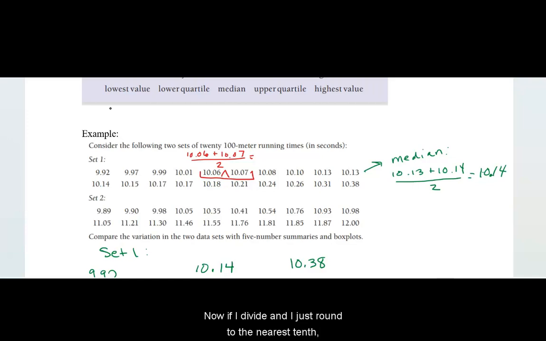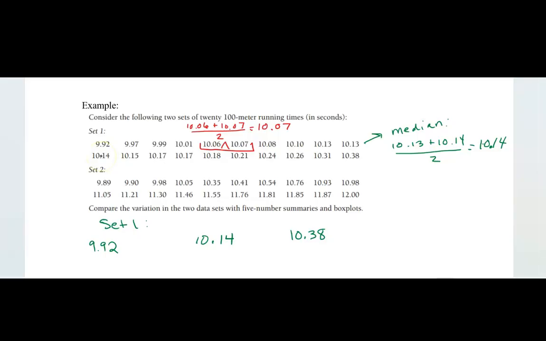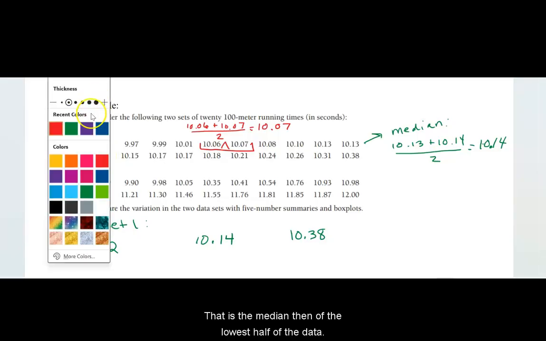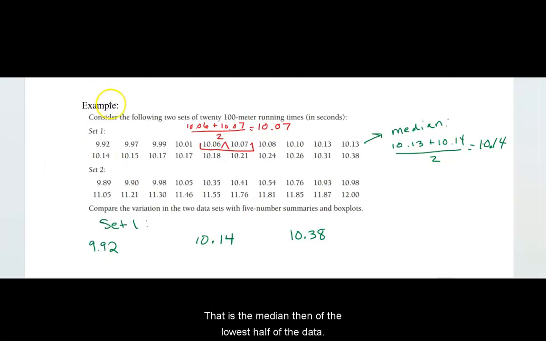Now, if I divide and I just round to the nearest hundredth, I'm going to stay consistent with what we just did before. That gives me 10.07. But again, always pay attention in the instructions of your homework how far to round. If it said 3 places, I would take this another place. So 10.07, I'm going to go down here. That is the median then of the lowest half of the data.